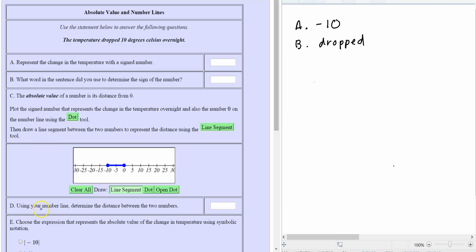Part D asks us, use your number line to determine the distance between the two numbers. Well, the distance you can see is going to be 10, and remember we think of distance as positive. So the absolute value, or the distance of -10 from 0 is 10.